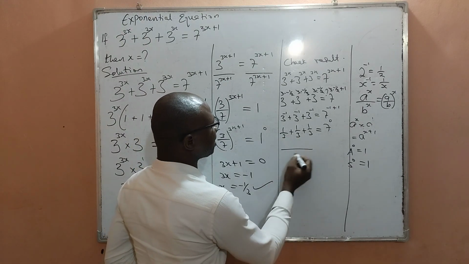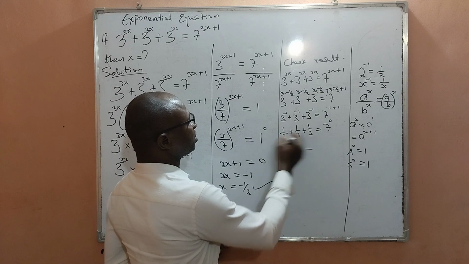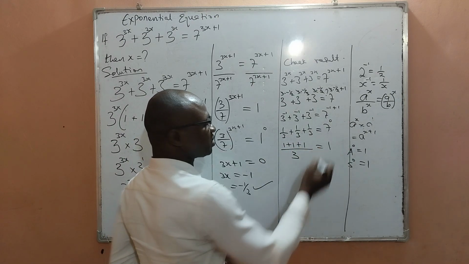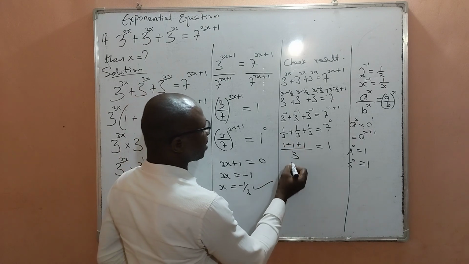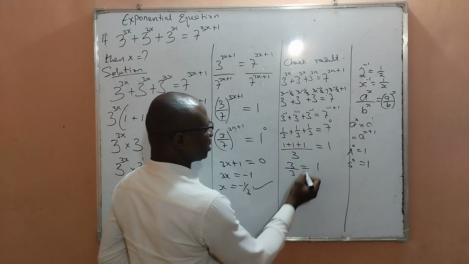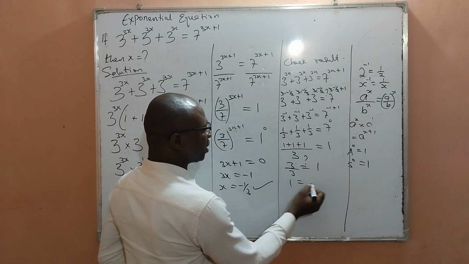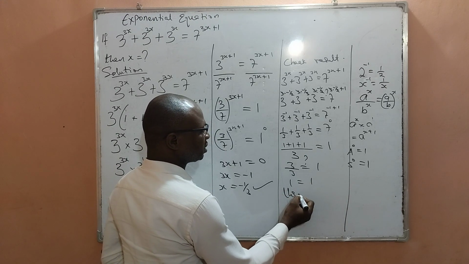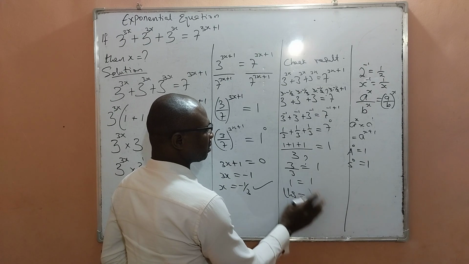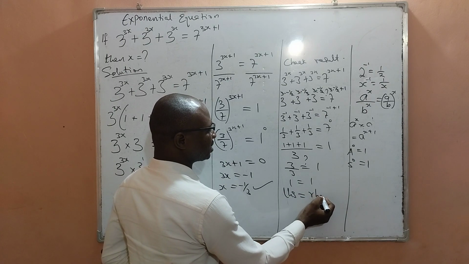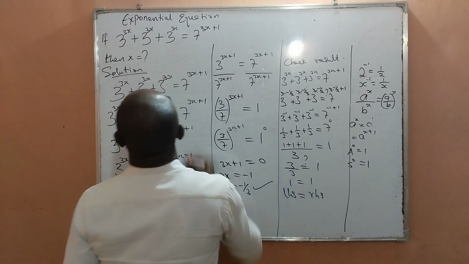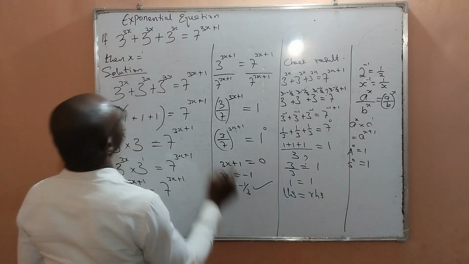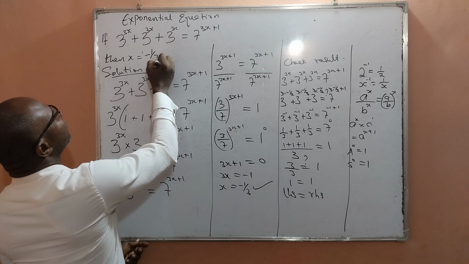So from here the LCM is 3, giving me 1 plus 1 plus 1. And 7 raised to the power 0 is 1. 1 plus 1 plus 1 is 3 all over 3. Is it equal to 1? Yes. 1 is equal to 1. Making the left hand side equal to the right hand side. Okay? Authenticating that the value of x is equal to minus 1 over 3.